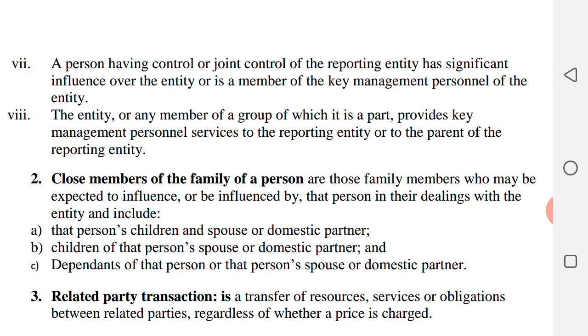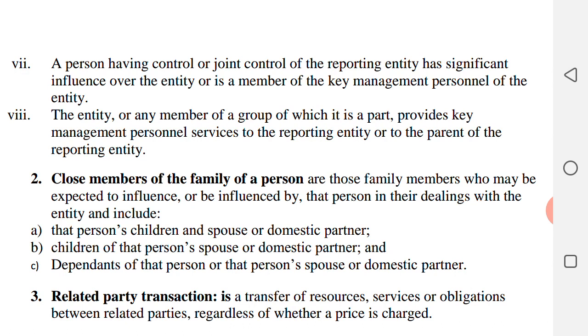Seven, a person having control or joint control of the reporting entity has significant influence over the entity or is a member of the key management personnel of the entity. Now let me say a person is working for the joint venture, and that person is also a member of the key personnel of the reporting entity. Now that company that person is working for, that joint company, is a related party to the reporting entity.